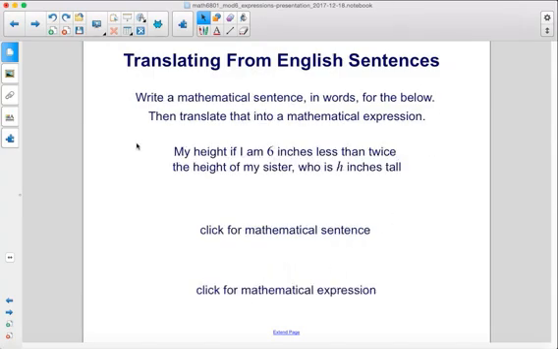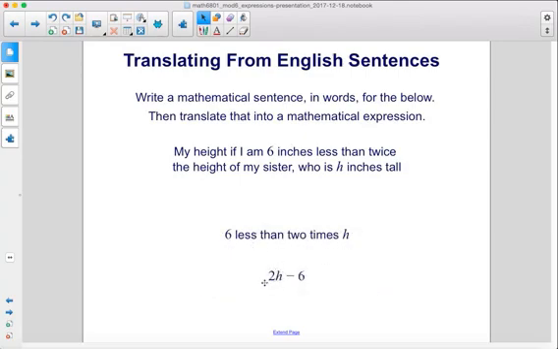Write a mathematical sentence in words for the below, then translate that into a mathematical expression. My height if I am 6 inches less than twice the height of my sister, who is h inches tall. So we want to take twice the height of the sister and then subtract 6. So 6 less than 2 times h. So you have 2 times h, twice the height of the sister, minus 6.